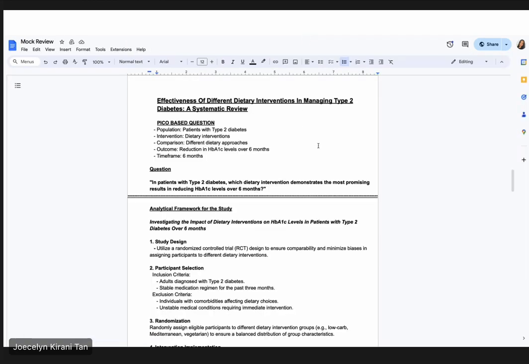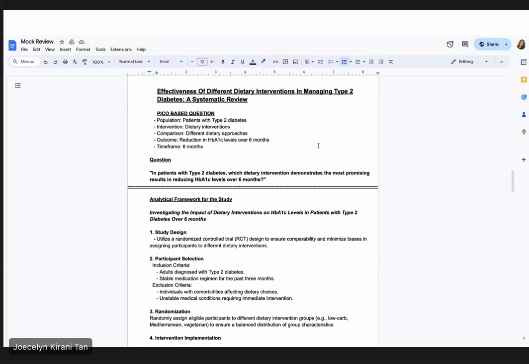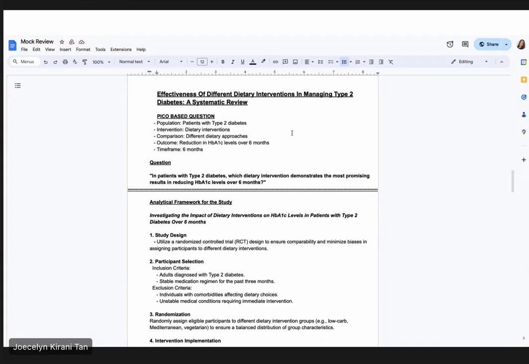Okay, so let's just quickly run through this. This is the same thing as what we've talked about last time. If we give an example of assessing dietary interventions in managing type 2 diabetes, again, our population is patients with type 2 diabetes, using dietary interventions, and you compare it to different dietary approaches. The outcome is reduction in HbA1c levels over a time frame of 6 months. So this is a recap of the example that we used last time.